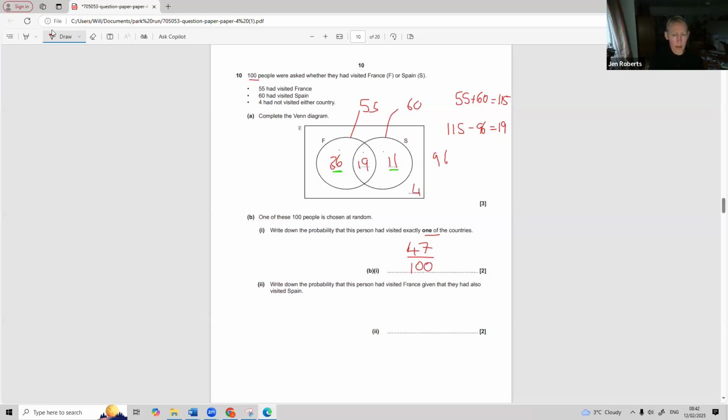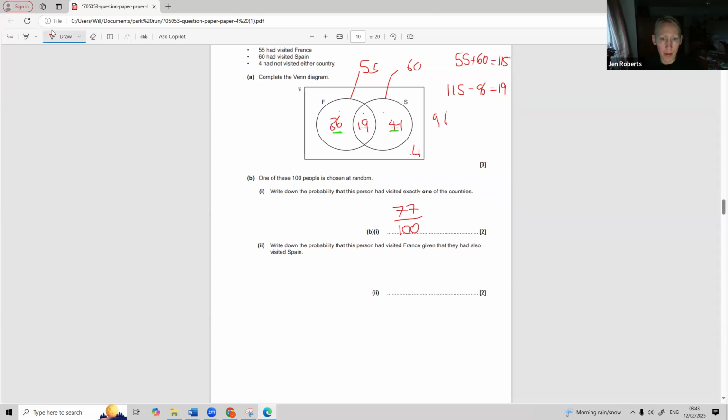Hang on a second. Sorry, I've worked out one of these incorrectly, haven't I? Hopefully you've spotted this. 60 minus 19 is not 11, is it? Sorry, 60 minus 19 is 41. So that should be 41. Sorry, I was on autopilot then. 41 plus 36 is 77. So this should be 77 out of 100. Hopefully you noticed that mistake as I was doing it, but it's all been corrected now.